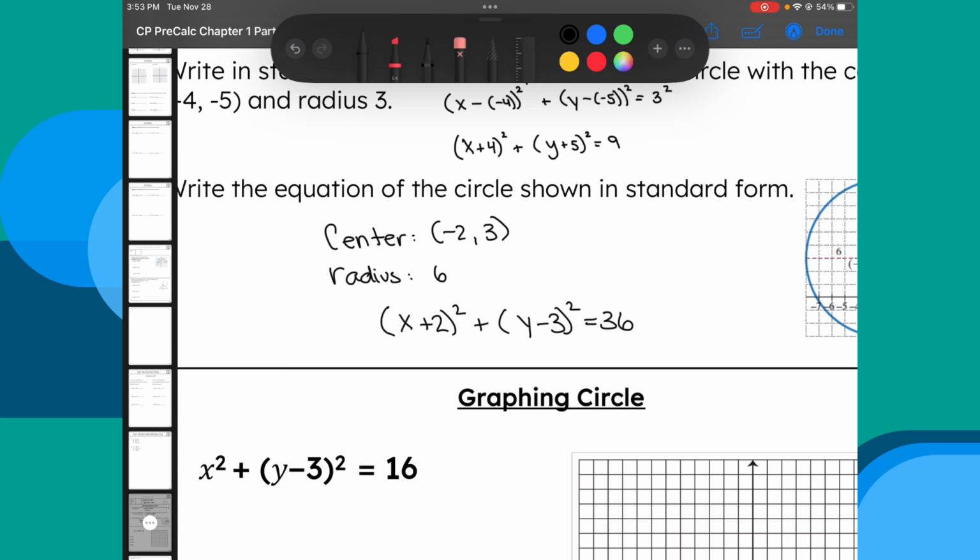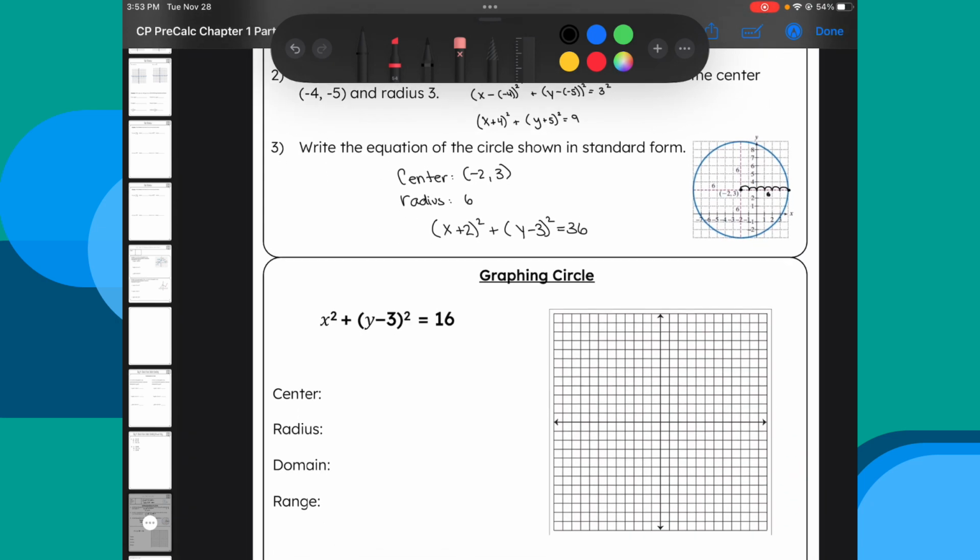One of the more common things that people forget is that the radius is squared. So whether we're writing it or taking the equation back to the radius, don't forget you have to manipulate that number.